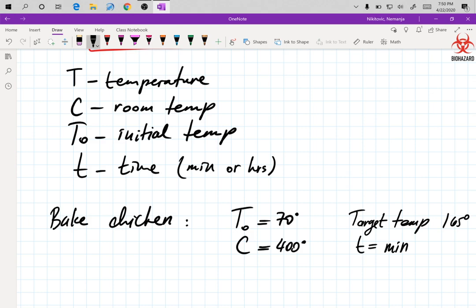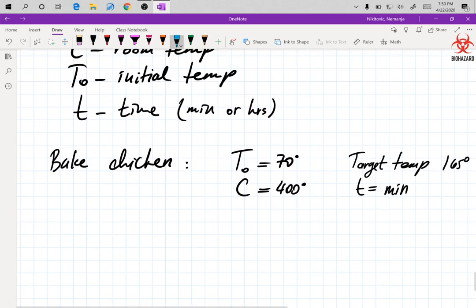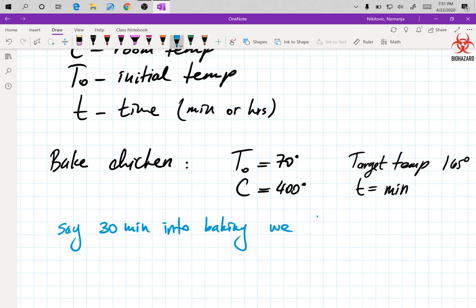And we can go and start baking. But here is the one thing that you have to do. Say 30 minutes into baking, we take the temperature of the chicken.